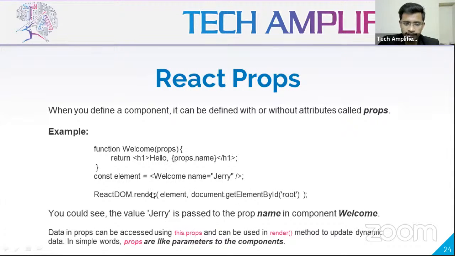Okay, so I'll show you this example. Let's get back. Let me just finish these two points. You could see that is what they have mentioned. Data in props can be accessed using this.props, and can be used in render.